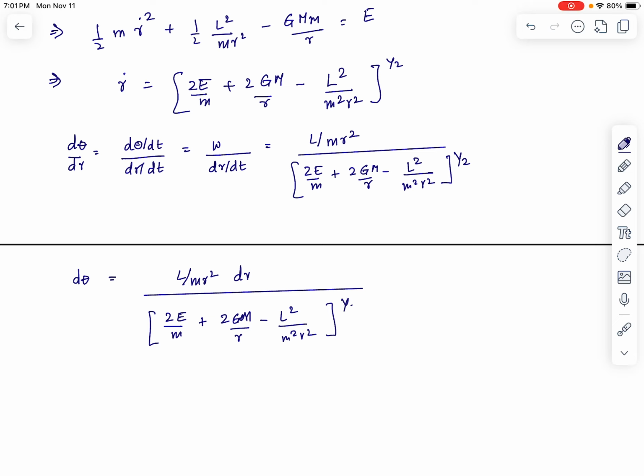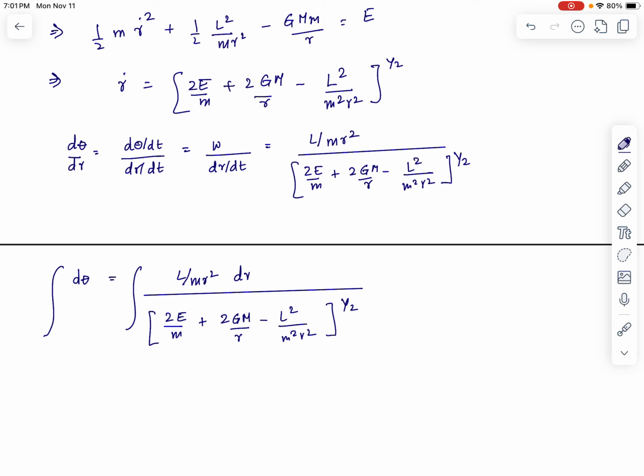And let me write this a little bit better, and that is gm, okay. And we integrate both the sides. Now here there is a little bit of a trick involved, okay.